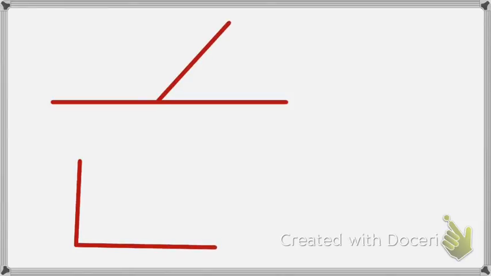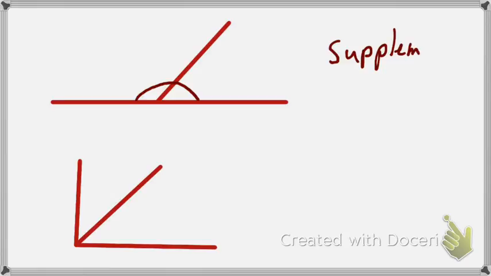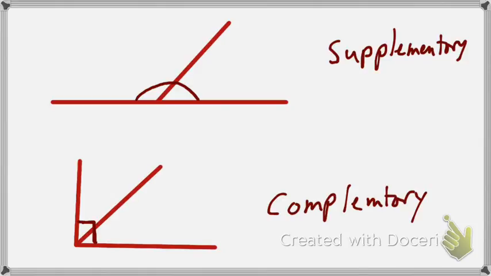When you have 2 angles that make this right here, how many degrees is that? 180. All right. If it equals 180 degrees, that's what we call supplementary. This right here equals 90 degrees. Anybody remember what that's called? Right angle. When you have 2 angles that make a right angle, anybody remember the word for it? Hey, somebody said it. Complementary. I misspelled that. There we go. Complementary.